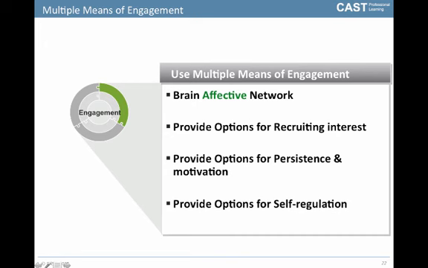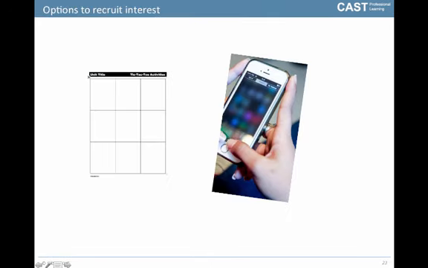Finally, how can we provide options for self-regulation by offering options that optimize motivation, support personal coping skills, and to develop self-assessment and reflection? We look forward to sharing ideas and hearing ideas from you. What ideas do you have that support the UDL engagement guideline? How do you provide options for recruiting interest?